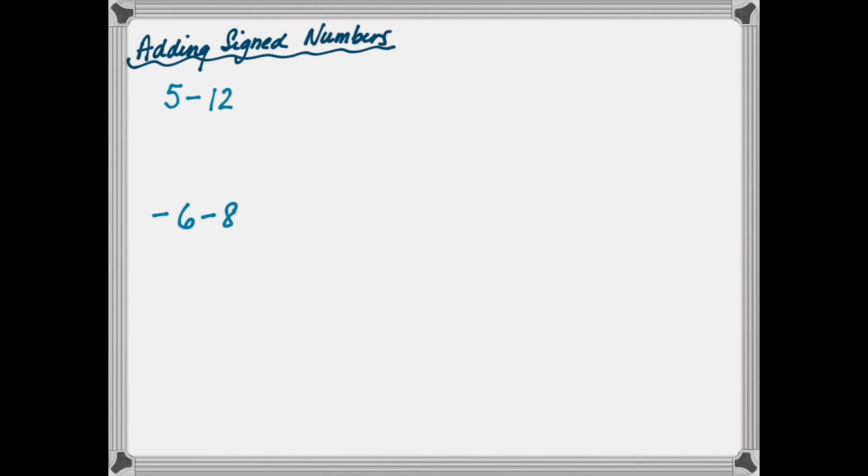For example, if we have a problem like 5 minus 12, and we're looking at 5, it has no sign in front of it. So that tells me that that's a positive 5. This 12 has this negative sign in front. It's that minus sign. So that is really just a negative 12. Because those signs are opposite, what we're going to do is subtract those numbers and then keep the sign of the bigger number.